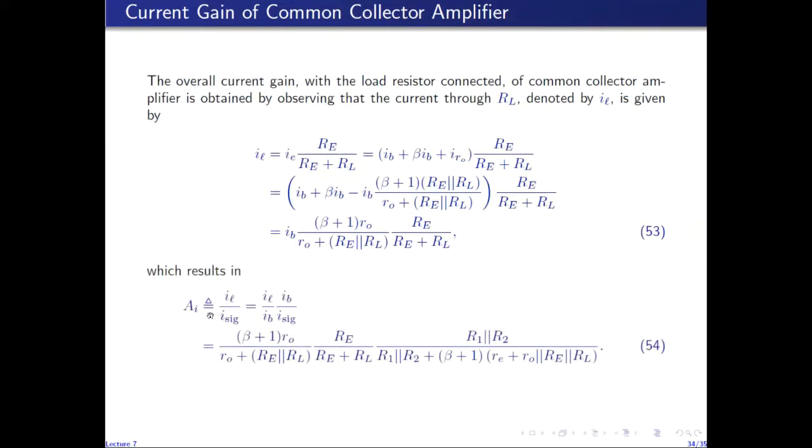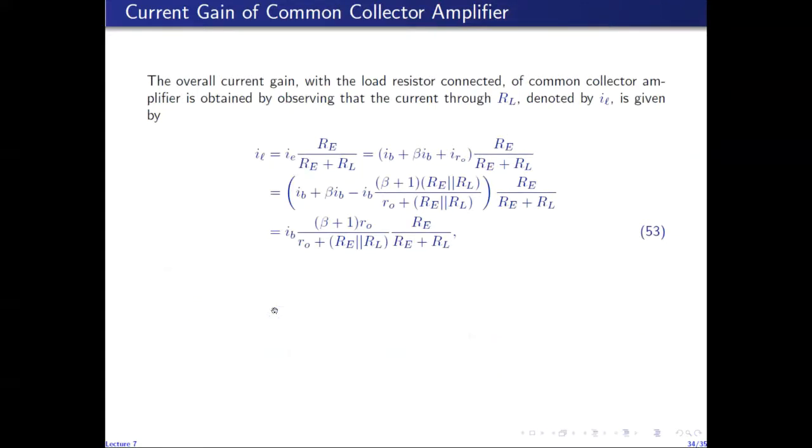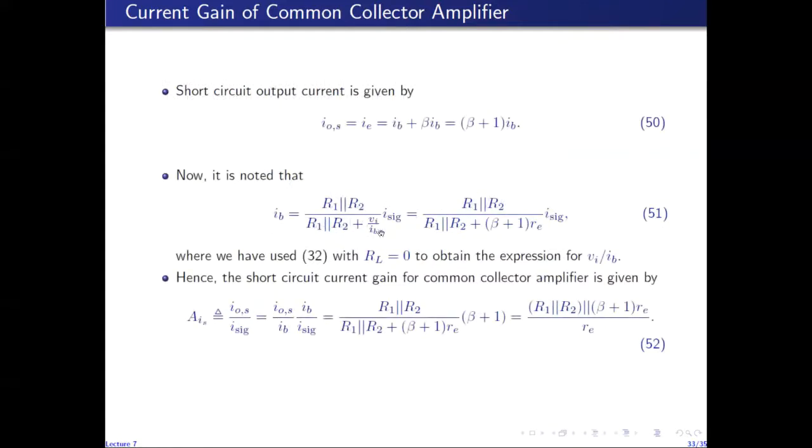So the overall current gain of the common collector amplifier is given by IL over I6, which is IL over IB times IB over I6. So IL over IB is this factor. The first two terms represent IL over IB times IB over I6. So we've already found IB over I6 here.